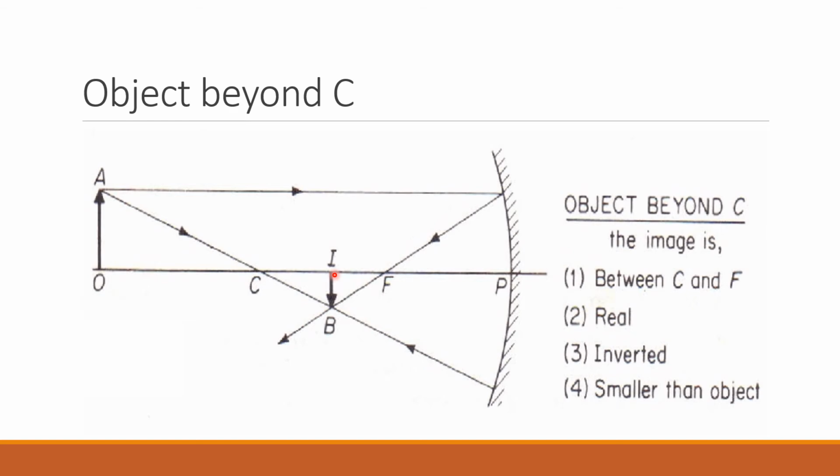Fine. Now in this case also, the reflected rays actually intersect at this point B. So what kind of image? It will be a real image. Fine. Coming to our third point, see, this is the direction of the object, whereas the image is pointing downwards, hence it will be an inverted image. Fine. Now next, compare the size. This is the size of the object, this is the size of the image. Thus the image appears to be smaller than the object. Fine.